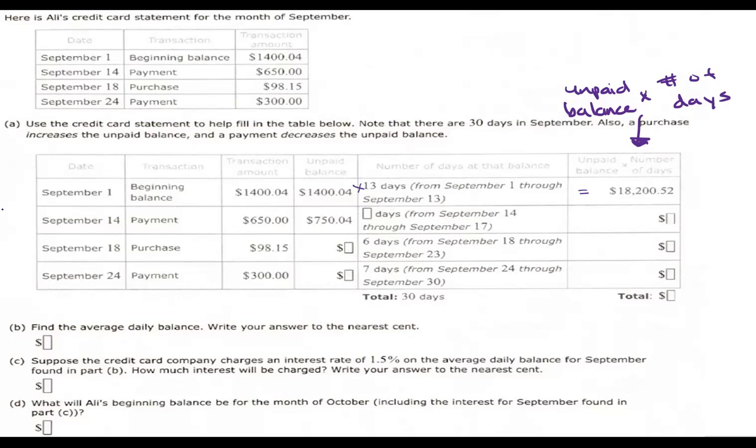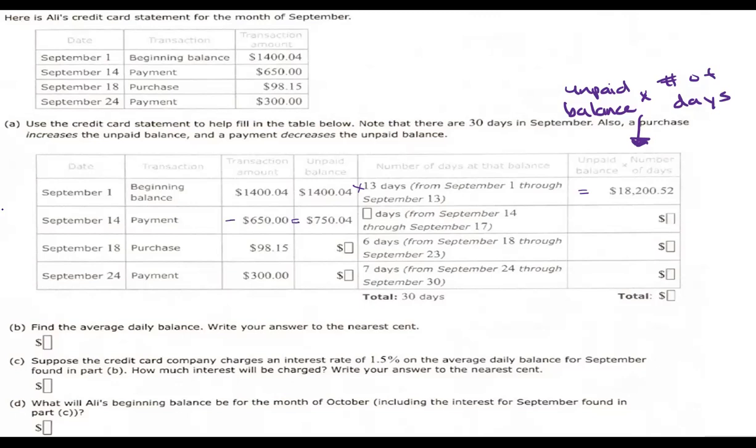So let's look at September 14. Remember, this is the transaction, so the unpaid balance, and then Ali made a payment of $650. So we need to subtract that. So the $1,400.04 minus that $650, and now her balance is $750.04, because again, she made a payment of 650 bucks.